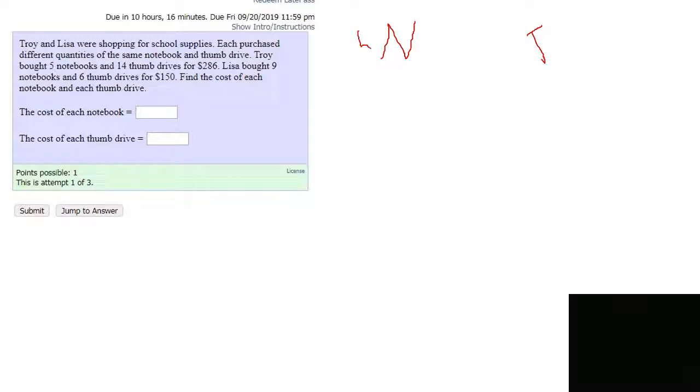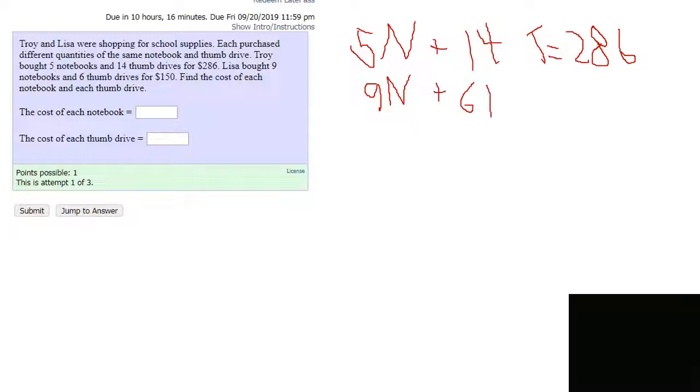Troy, he has 5 notebooks, and he has 14 thumb drives, and that's going to equal his total 286. Now Lisa, she bought 9 notebooks, and she also bought 6 thumb drives, and she spent a total of $150. Now since we have our 2 equations made, boom, we're going to do some elimination.